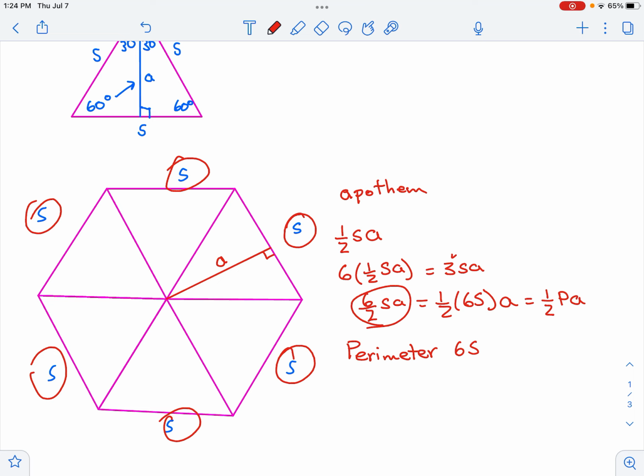So if you know the perimeter of the polygon and you have the apothem, you can calculate the area of the polygon: 1/2 p times a. You don't have to memorize that. You could work it out every time, but this is what it simplifies to.